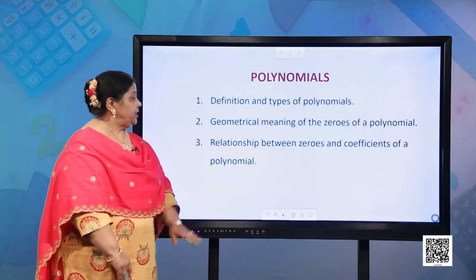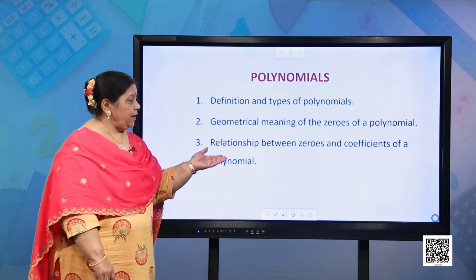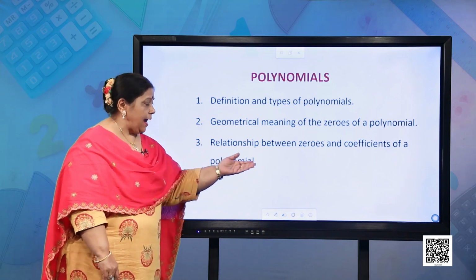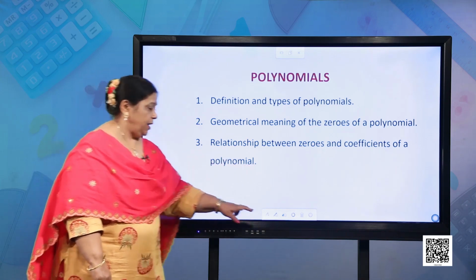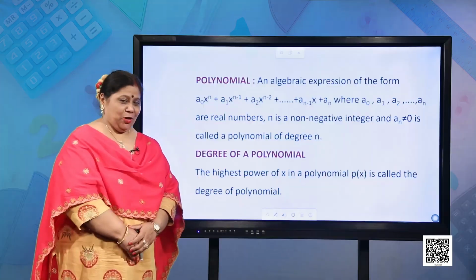In this episode, we shall cover the definition and types of polynomials, geometrical meaning of the zeros of the polynomial and relationship between zeros and the coefficients of a polynomial. As we have studied this chapter earlier, let us quickly recapitulate what all we have studied before. So, what is a polynomial?